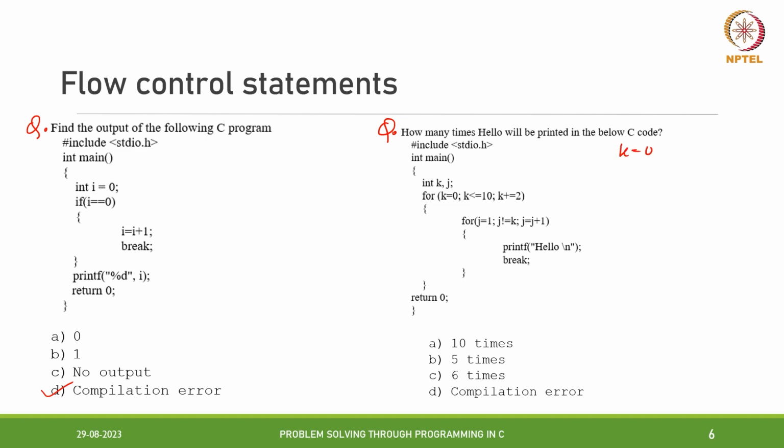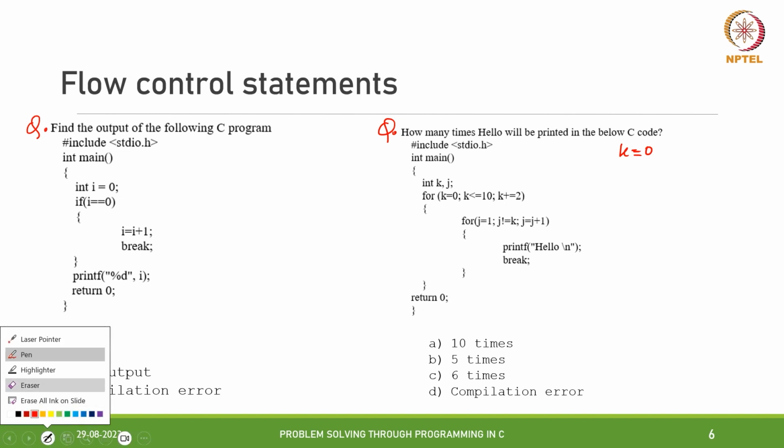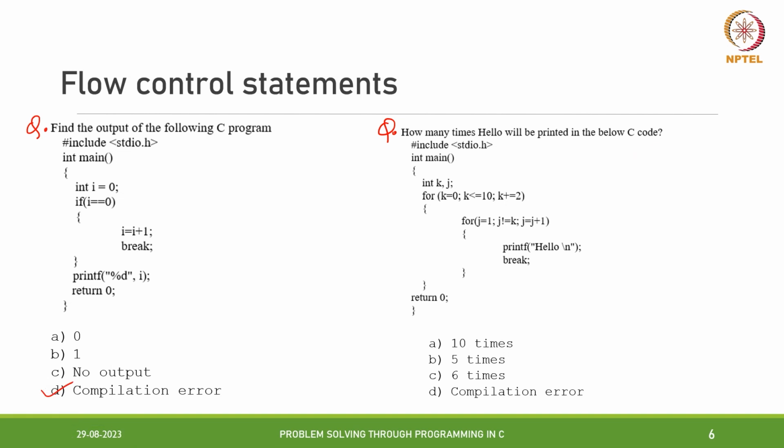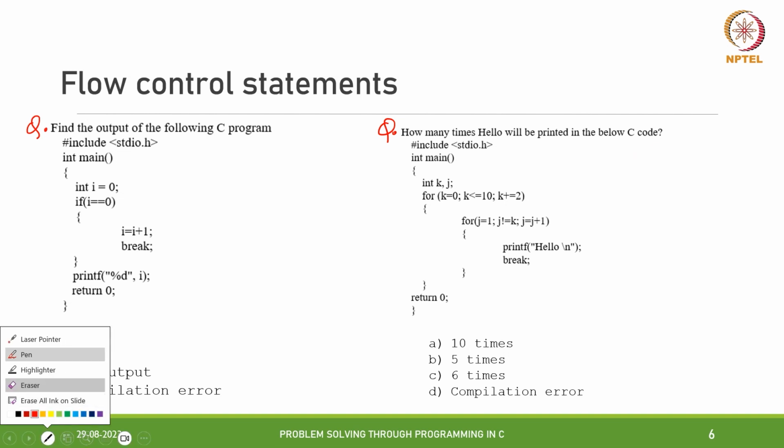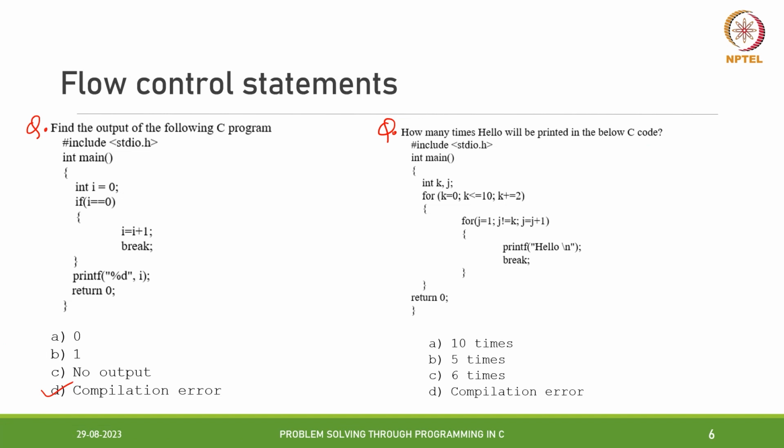I guess it's an infinite loop. Why is it an infinite loop? Like, the j value is 1 and the k value is 0 first, so it never becomes equal, but it keeps increasing. Yeah, that is true, but let's see what the answer will be.